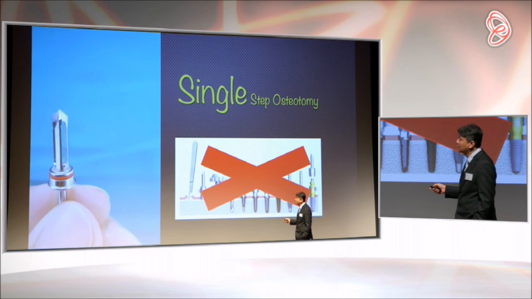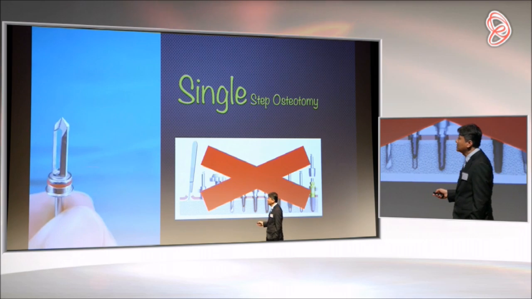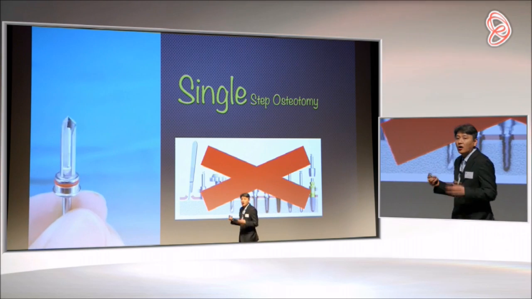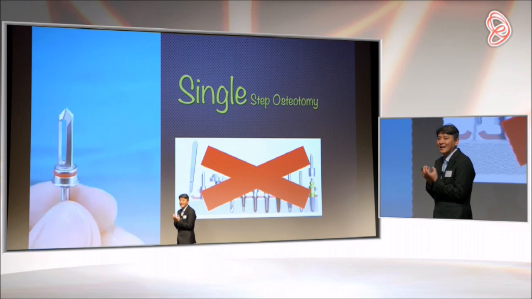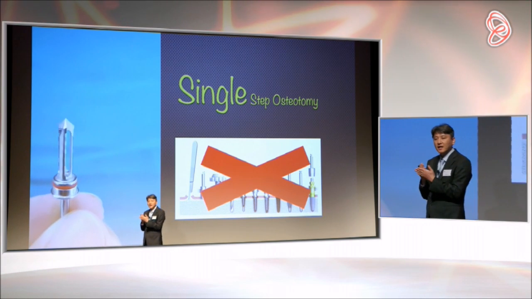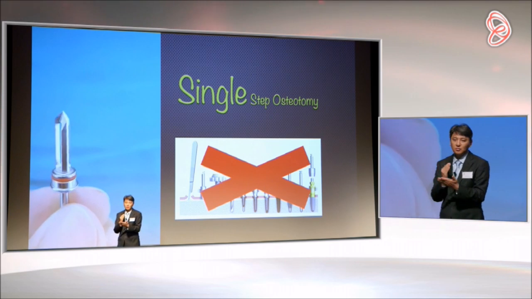What is the secret? The secret is in the hollowness of the burr. When the burr is hollow, it creates less heat, and the cutting edge does not contact the bone as much.